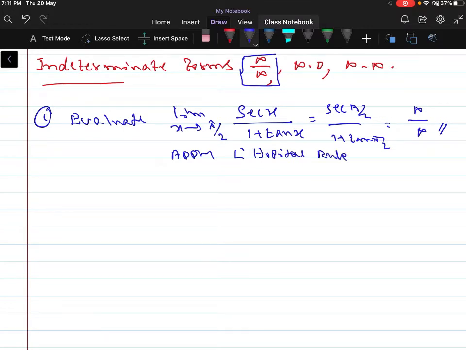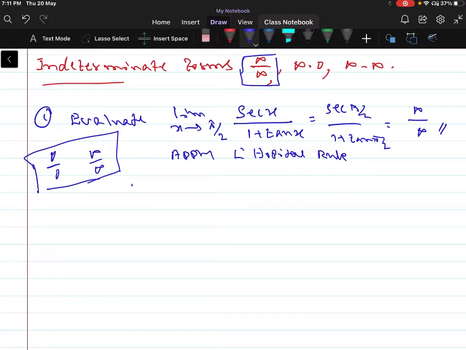In the case of 0 by 0 and infinity by infinity, only in these two cases we can apply the L'Hospital rule. So in the form of infinity into 0 and infinity minus infinity, directly you cannot apply the L'Hospital rule. Either you have to convert into 0 by 0 form or infinity by infinity form. Anyway, in this problem it is infinity by infinity form, so we can apply the L'Hospital rule.